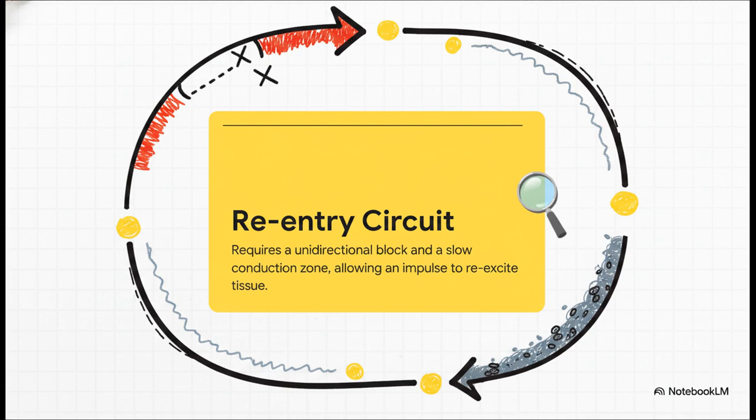This combination, as you can see in the diagram, allows that slow-moving impulse to loop back around and re-excite tissue that has just recovered, creating a self-perpetuating, high-speed electrical circuit. This can be due to a fixed anatomical barrier, like an old infarct scar, or it can be purely functional, caused by dynamic changes in tissue refractoriness.